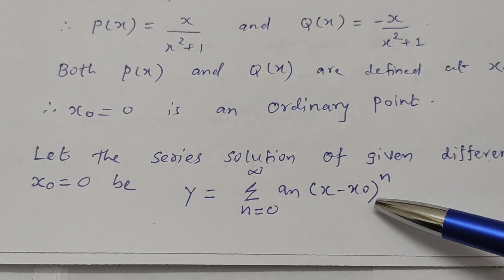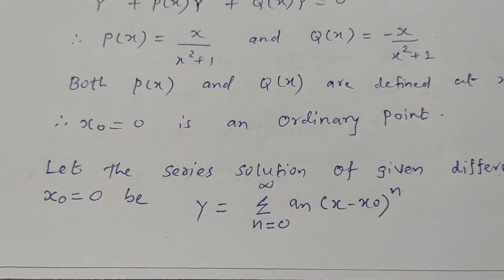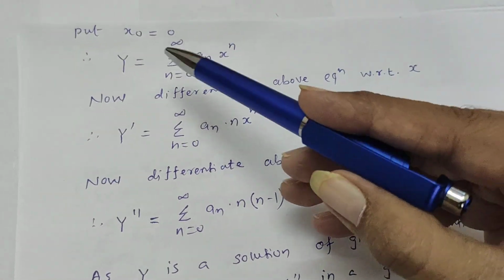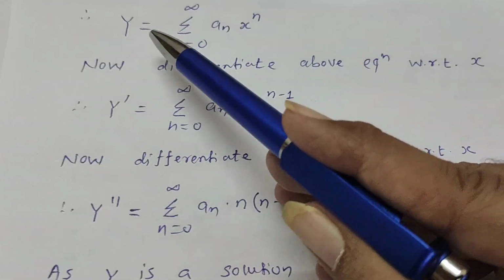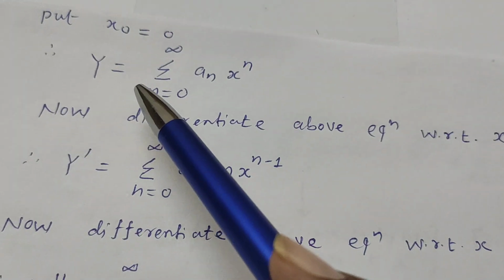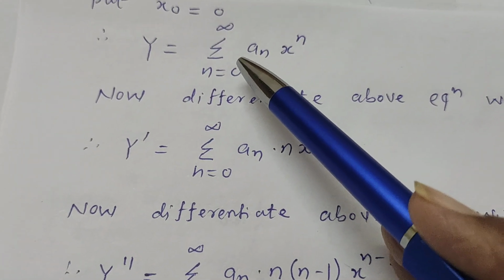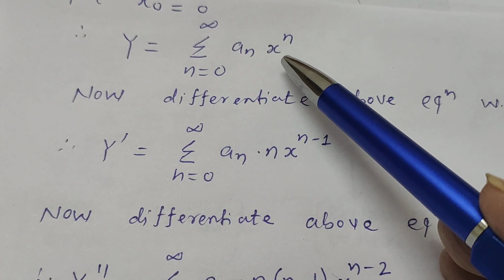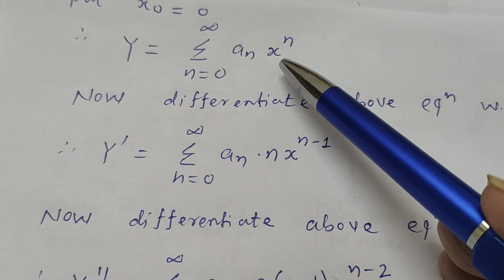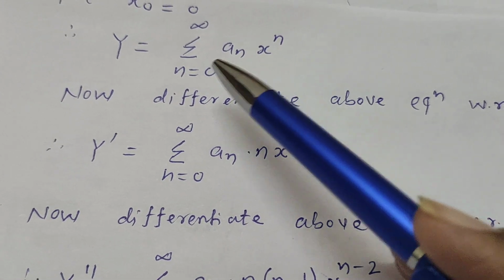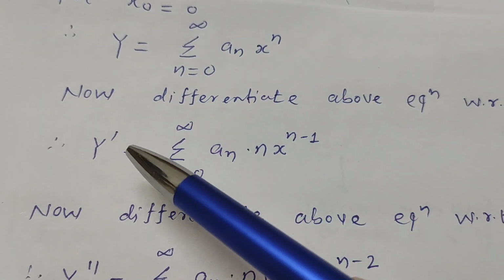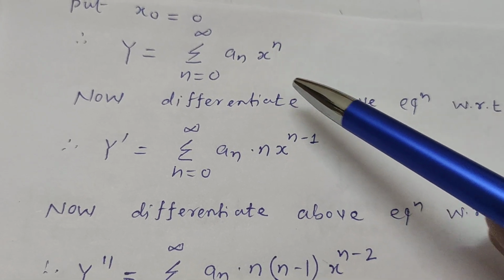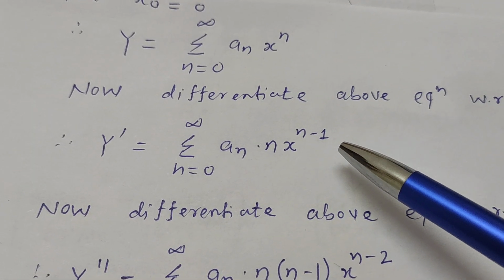Now put the value of x0 equals 0 in this solution. So the required series solution is y equals summation from n equals 0 to infinity of an x^n. Now we have to differentiate this equation with respect to x. Now the derivative of y with respect to x is y', and the derivative of x^n with respect to x is n x^(n−1).